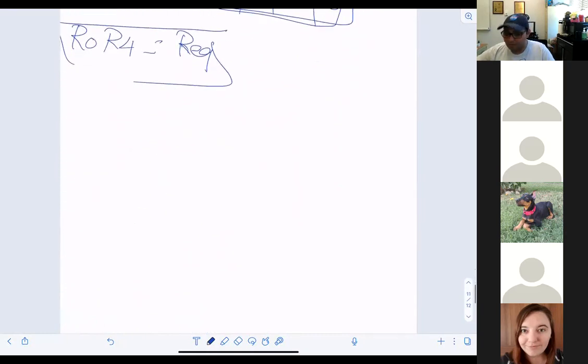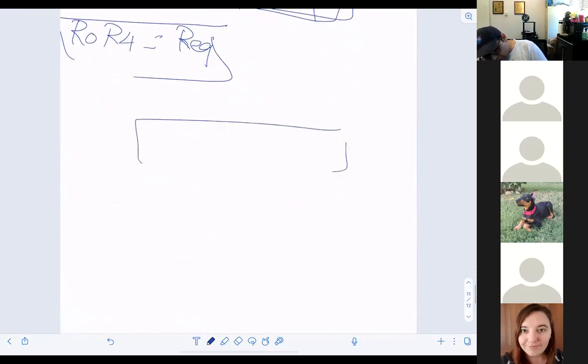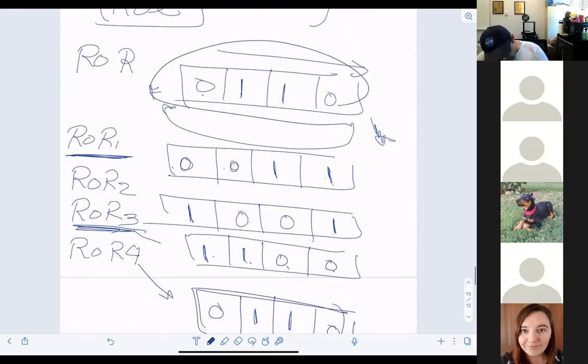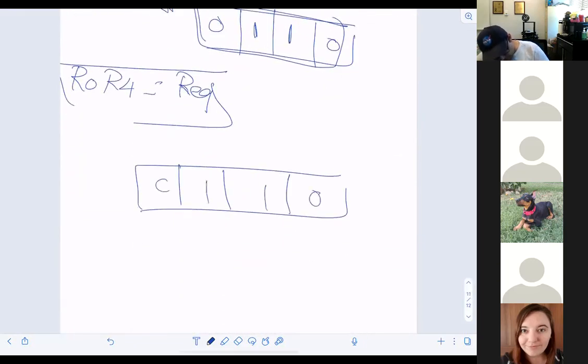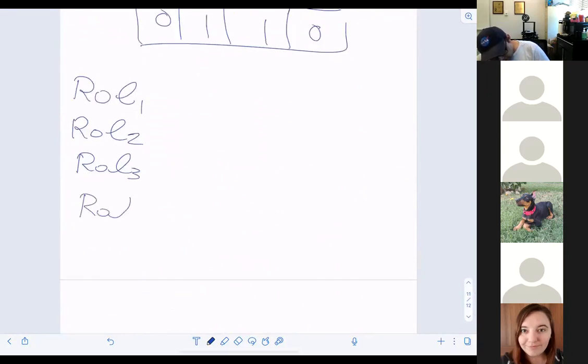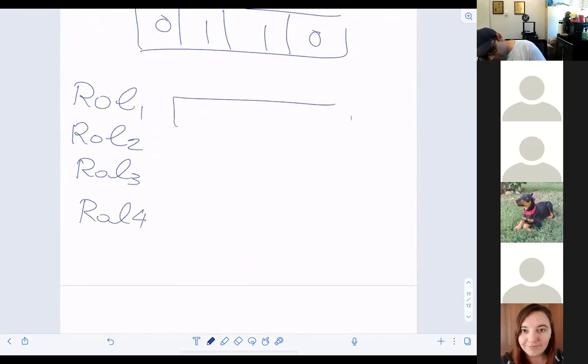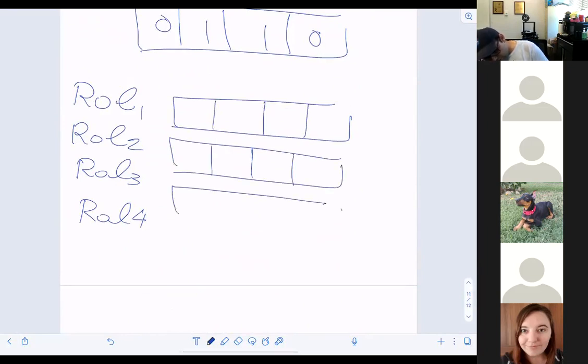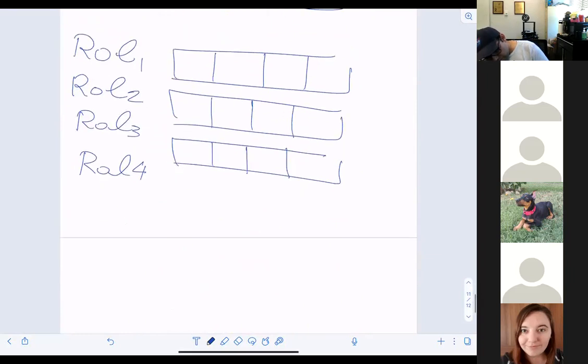Let's do the rotation left. We're going to use the same value, and from there we will come to a conclusion. What is the value we use? 6, so 0, 1, 1, 0. I'm going to apply rotation left 1, rotation left 2, rotation left 3, rotation left 4. 1, 2, 3, 4.